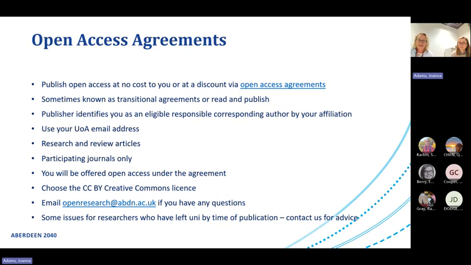They typically apply to research and review articles. Other types like book reviews or short communications may not be included. They don't cover every journal. Some of the agreements like Elsevier only cover the hybrid journals. Others like Wiley cover hybrid and fully open access. So do check on our web pages or get in touch with us if you're not sure if your journal is covered. So once they've recognised you as an eligible author, they'll offer you open access and you just follow the instructions. If you're offered a choice of Creative Commons licence, we always recommend the CC-BY.